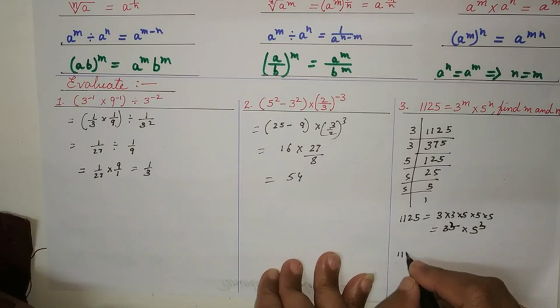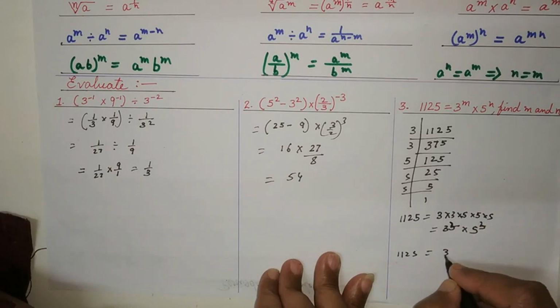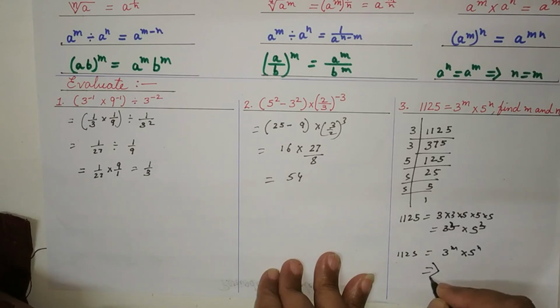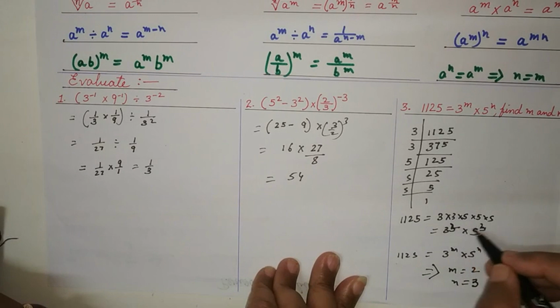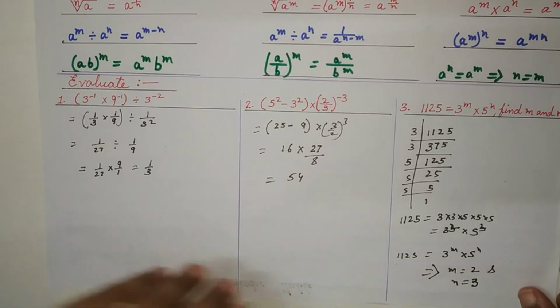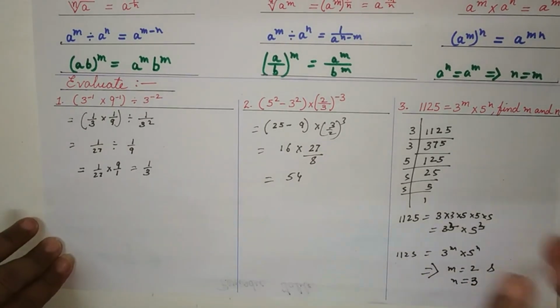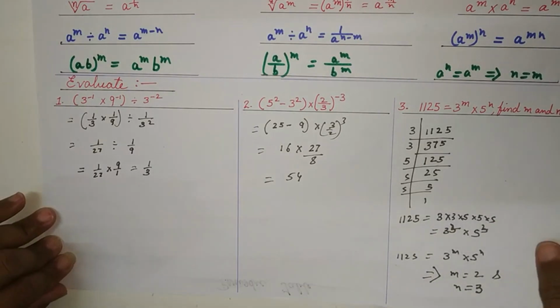So 1125 was written as 3 to the power m into 5 to the power n, which implies that m is equal to 2 and n is equal to 3. Okay, so this is 3 into 3, so twice, and this is 5 cube. So these were the basic questions. I've just started now with the next type.